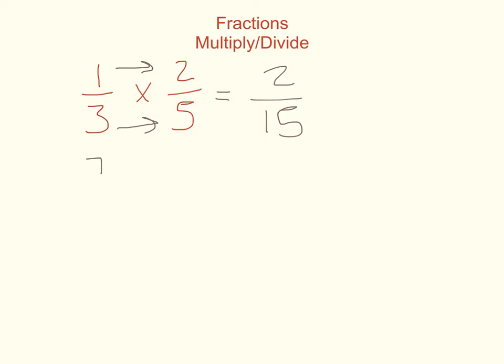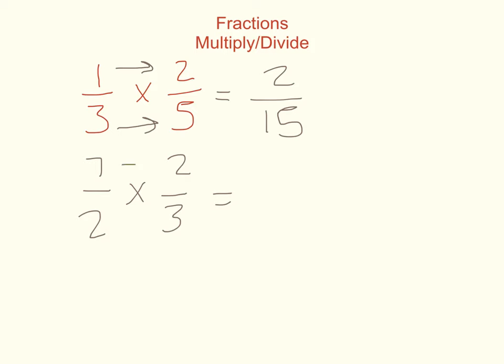So let's try another one. We'll say 7 over 2 times 2 over 3. Again, we multiply straight across. I think the thing that people get caught up on when they're doing multiplication and addition and subtraction with fractions is that if you're doing addition and subtraction, you have to find a common denominator. But when you're multiplying, you just multiply straight across, so you don't have to worry about getting a common denominator. So multiplying is a lot easier than addition is.